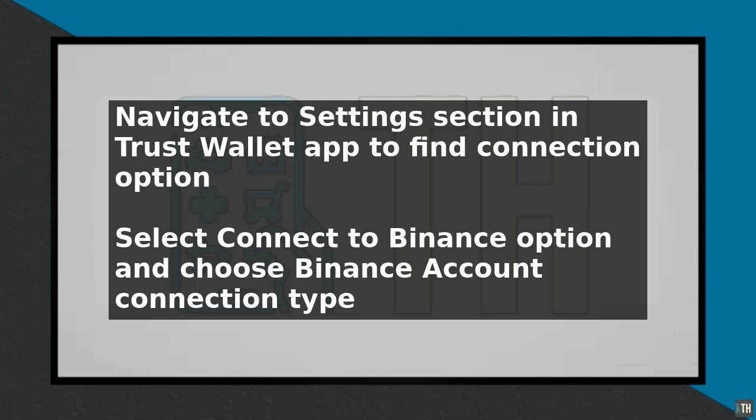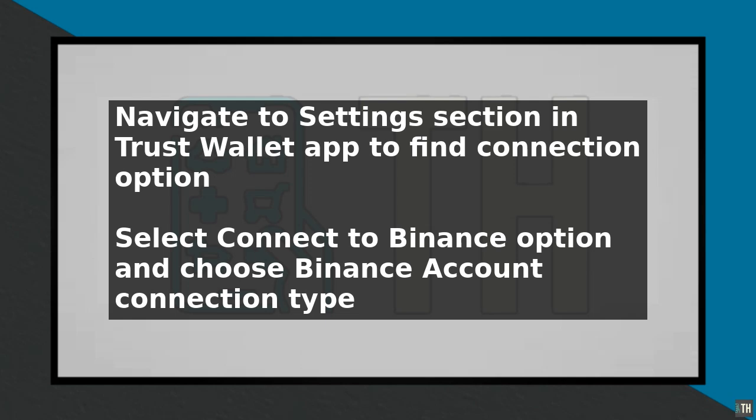You will then be prompted to select the type of connection you want to establish. Choose the option that says Binance account, and then enter your Binance account details, including your API key and secret key. To obtain your API key and secret key, log into your Binance account on the Binance website or mobile app.